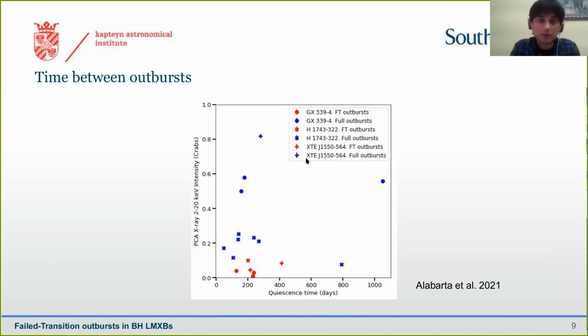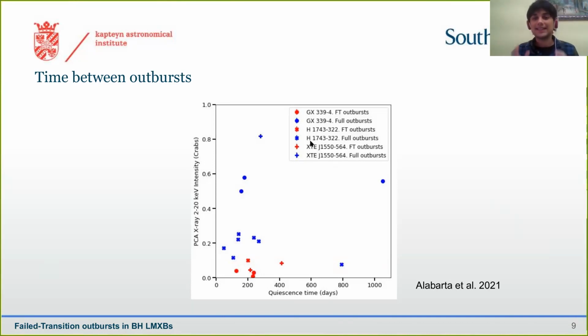So here in this plot, I show in the y-axis the X-ray peak intensity obtained with PCA, and in the x-axis I show the time spent in quiescence between outbursts that we got from Tetarenko et al. in 2016. In blue, I show data from full outbursts, and in red from phase transition outbursts that you have here, the sources that we consider.